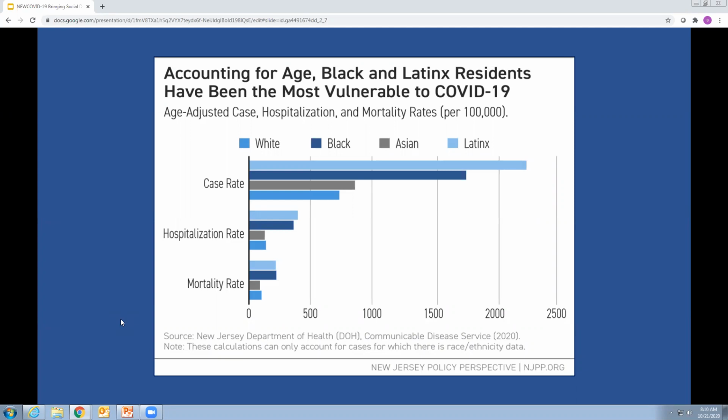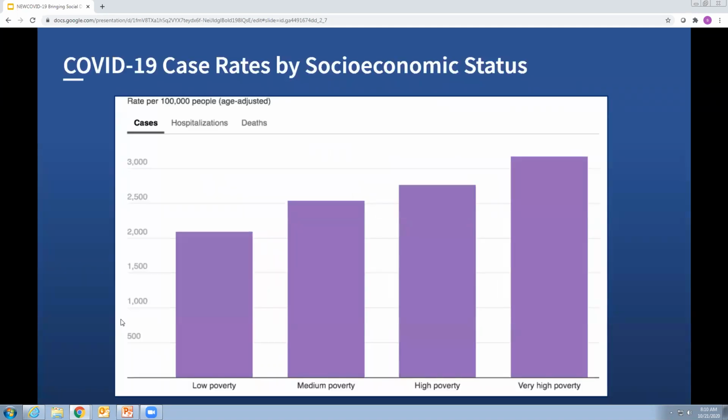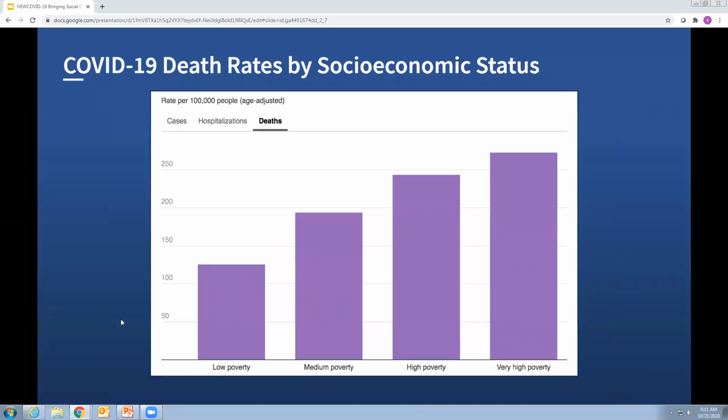Not only do we see this vulnerability just related to individuals of color, but it is also based on socioeconomic status. So data coming out of New York showed that individuals who were much poorer were much more likely to have COVID-19, and individuals who were of higher poverty status were also more likely to die of COVID-19.